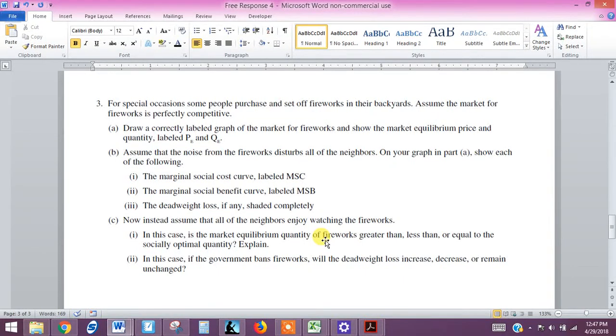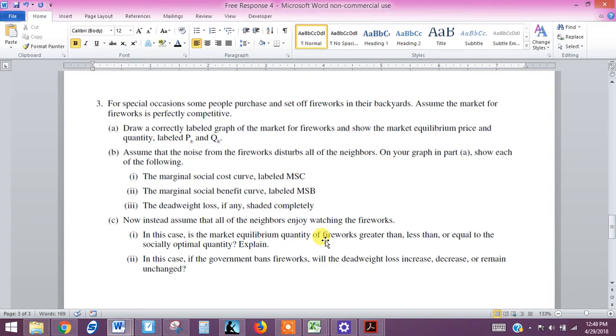We are looking at question 3 from your free response 4 assignment. And this question, which I find very interesting, is talking about this idea of marginal social cost, marginal social benefit, marginal private cost, and marginal private benefit. And also this idea of positive and negative externalities.